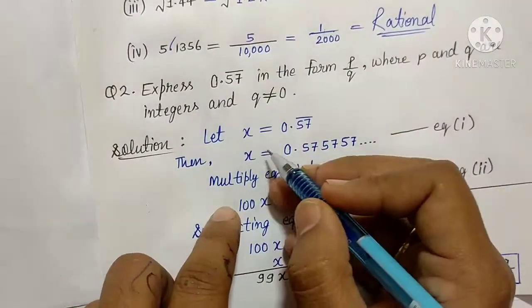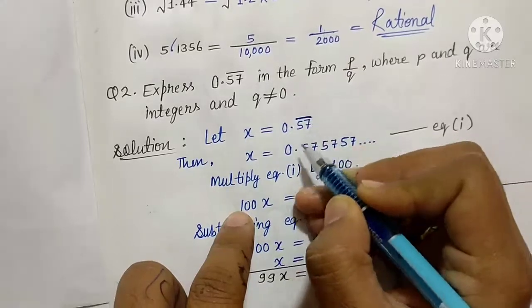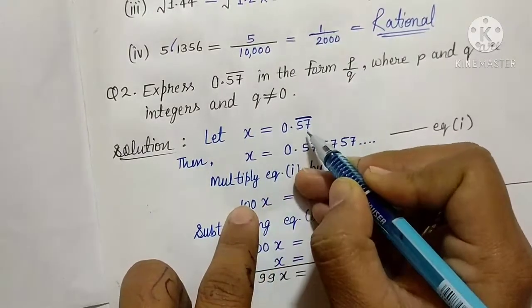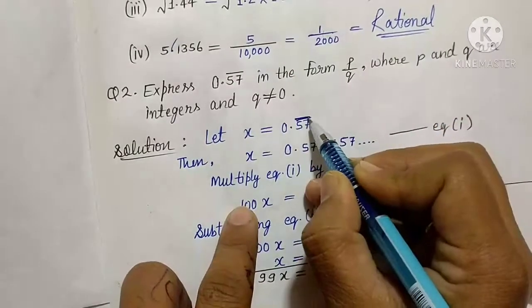So let x equal 0.57 bar. Bar denotes the repetition of the number. It means x equals 0.5757575757, as much as we can write, because this shows the repetition.